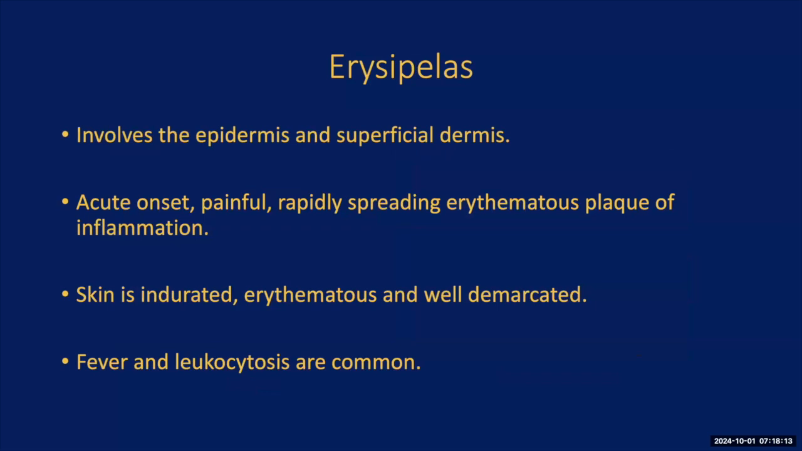Erysipelas is the next one. So this is an infection that affects the epidermis and only the superficial dermis. The patient will often tell you that it developed very suddenly, it's very painful, it spread very quickly. So that's a typical presentation. And on exam, you'll see that the skin is quite indurated, red, and tender, and the differentiating point to watch out for is that it is very well demarcated as opposed to cellulitis, which we're going to look at a little later as well. And these patients can often also have fever and leukocytosis, so they may have systemic signs.